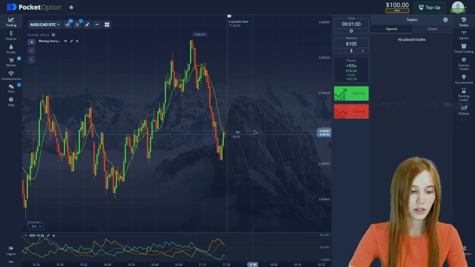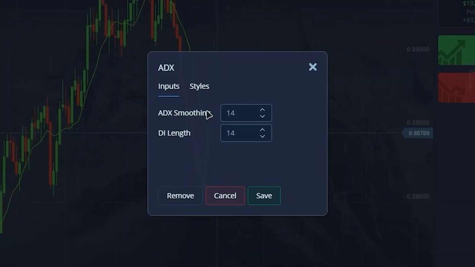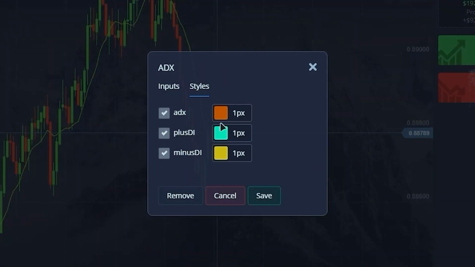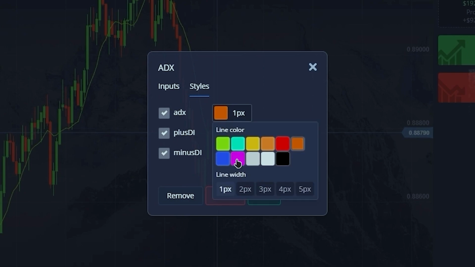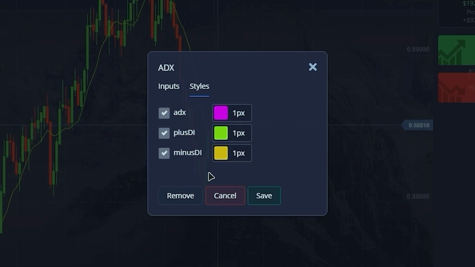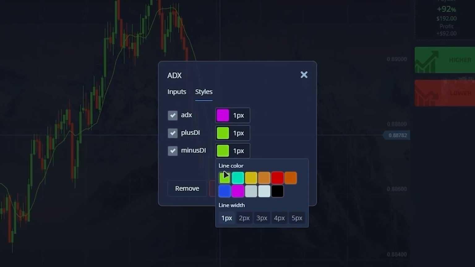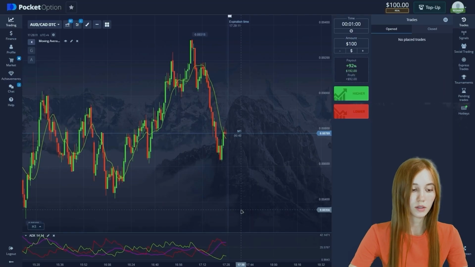Let's change the ADX setup a bit. Let's make the line purple. Let's make plus DI green, minus DI red. This way it will be more beautiful and clear. Let me tell you about it.